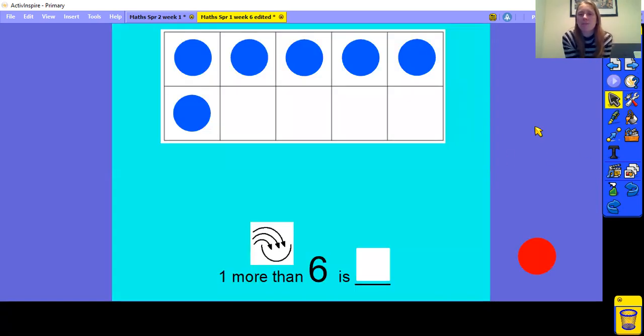Today, we're going to keep practicing finding one more using our 10 frames. It's my turn first, and then it will be your turn. 1 more than 6 is, so first I need 6, then I will add 1 more, and now I have 1, 2, 3, 4, 5, 6, 7. That tells me that 1 more than 6 is 7.